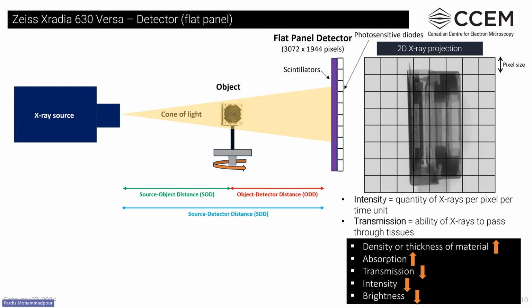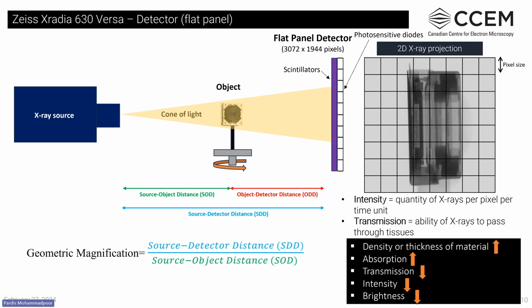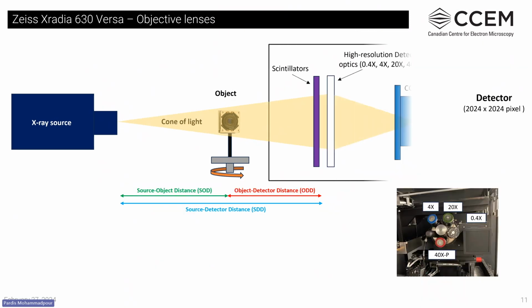With a flat panel detector, we only have geometric magnification. There is a cone beam in this lab-based X-ray system. So based on the similar triangles method, the magnification can be calculated as the distance between the source and detector divided by the source and object distance.